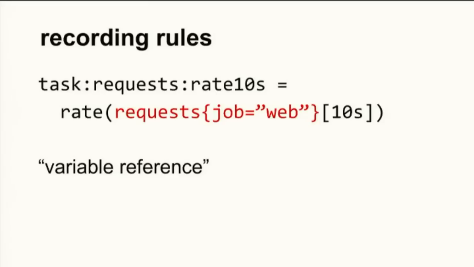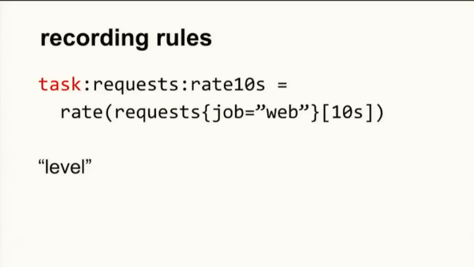So the important parts of this expression are the variable reference, a range expression, which says how far back in time to look, and a function, which we'll apply over the top of that to say, okay, rate over the last 10 seconds of the web server requests. Pretty straightforward, right? I'm going to record it in a new variable called task:request:rate10s. This is a Google convention that's built out into Prometheus, so you'll probably see the same thing if you look at Prometheus rules in the wild.